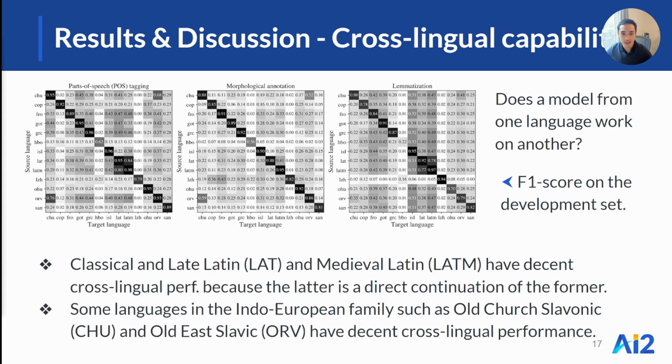Classical Latin, Late Latin and Medieval Latin have decent cross-lingual performance, and that's expected because the latter is a direct continuation of the former. So one could argue that there's a huge overlap between these languages. In addition, languages in the Indo-European family have decent cross-lingual performance with one another, and we can see this in Old Church Slavonic and Old East Slavic. One could also argue that the script and the language family are a big factor for this transferability, and we hope that this is just one small piece of evidence to support that.